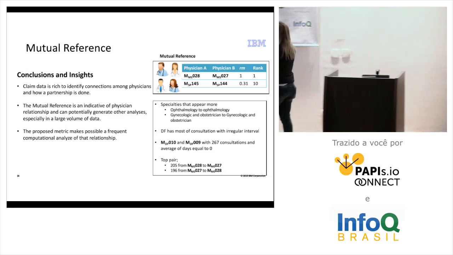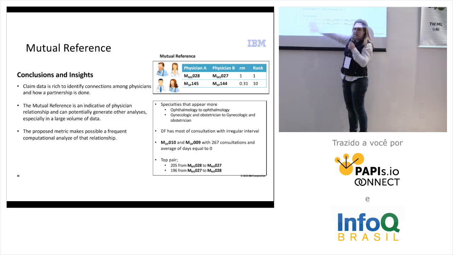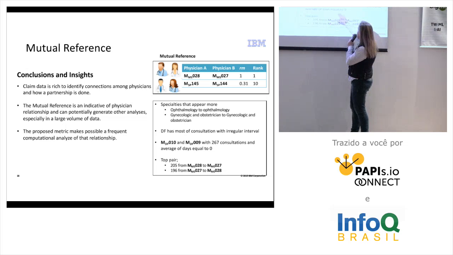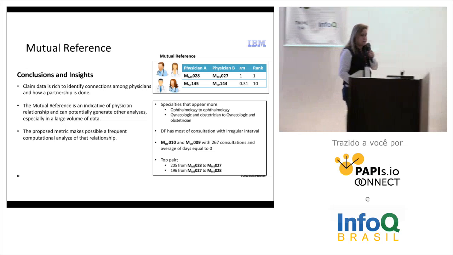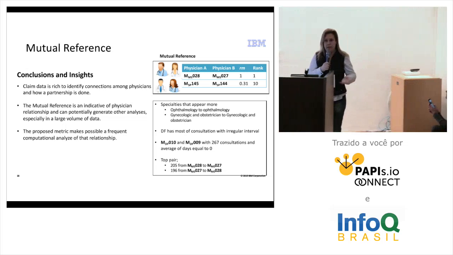For example, these two guys in Distrito Federal have a very large weight, but the average of this is equal to 0. So most of the patients go to both doctors on the same day, which is very strange.